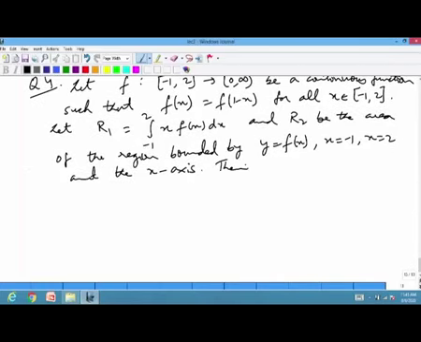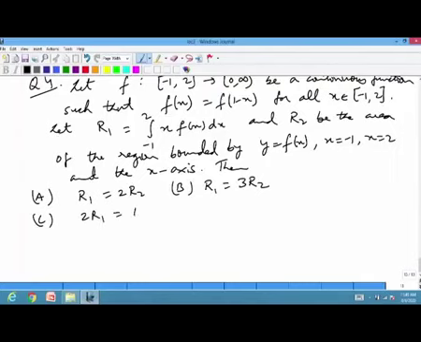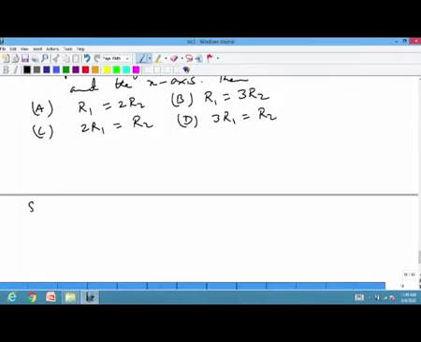Then we have 4 options given. First is r 1 equal to 2 r 2, B is r 1 equal to 3 r 2, C is 2 r 1 equal to r 2, and option D is 3 r 1 equal to r 2. So, let us write what is r 1. R 1 is given by the integral from minus 1 to 2 of x times f x dx.